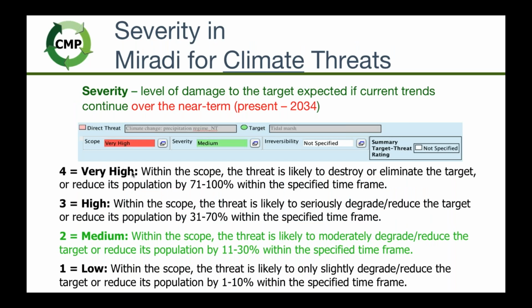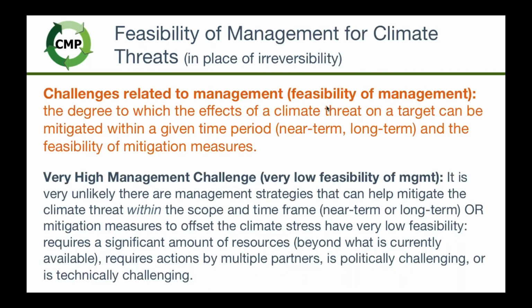So severity. In the case of this example, where we're rating changes in the precipitation regime over the near term and its effects on tidal marsh, these guys rated it as medium. The threat is likely to moderately degrade or reduce the target within this time frame, the present to 2034. So that's a pretty straightforward application of severity. Severity doesn't really change a whole lot.